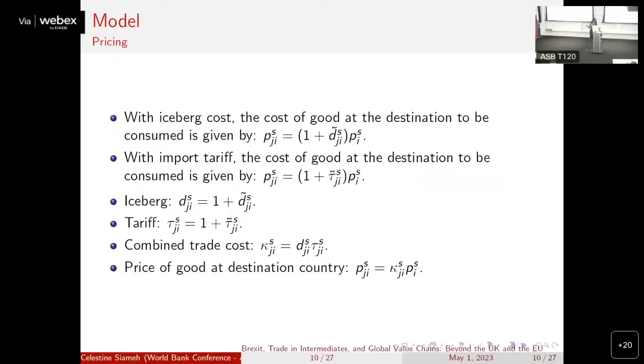Okay, so as I said, I have costly trade. I'm looking at iceberg trade cost and import tariff. The cost of the good at a destination to be consumed is the price of the good produced in that country multiplied by the iceberg trade cost, and the same with the import tariff. So what I did in my model was combine both the iceberg trade cost and the import tariff to get kappa, which gave me a combined trade cost. So the price of a good at the destination is that combined trade cost times the price of that product.